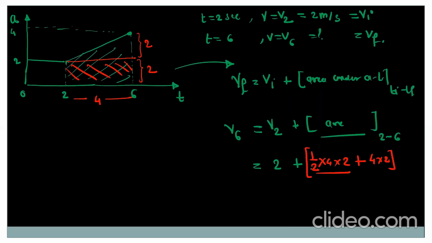Okay. So in this way, we can find out the V6. V6 is equal to 2 plus this total area. So it is 4 plus 8, that is equal to 12. So V6 is 14 meter per second. And then you can plot the graph of velocity and time. So we will see this in the next lecture.